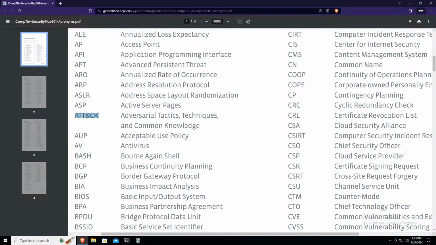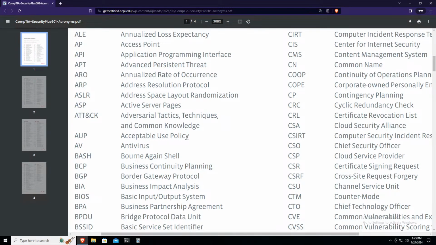There's a framework called MITRE ATT&CK, right? But the ATT&CK here stands for adversarial tactics, techniques, and common knowledge. What I remember this as is the MITRE ATT&CK framework, and it's a body of knowledge of various attack techniques and what kind of tactics you would take from a pen testing perspective, right?